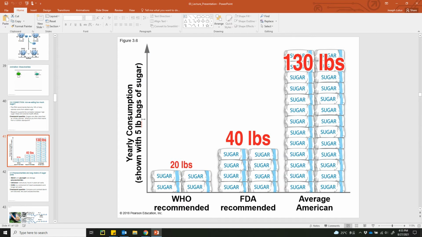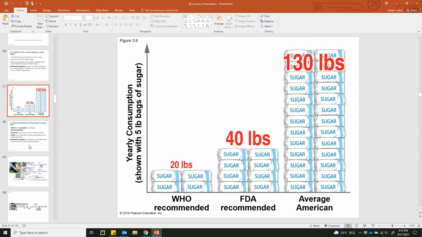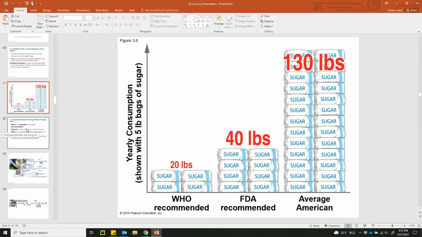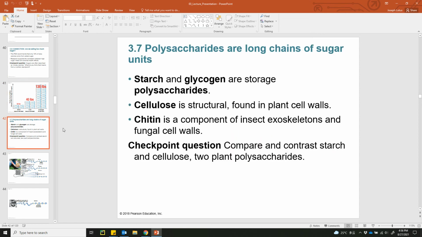Because if you look at the amount of sugar that the World Health Organization recommends, it's about 20 pounds a year, which is about 9 kg. The FDA recommends about 40 pounds, but the average American consumes about 130 pounds of sugar every year. So that's pretty crazy. So anyway, try to cut back on the sugar because too much sugar can give you health risks like diabetes, type 2 diabetes, as well as some certain heart conditions.